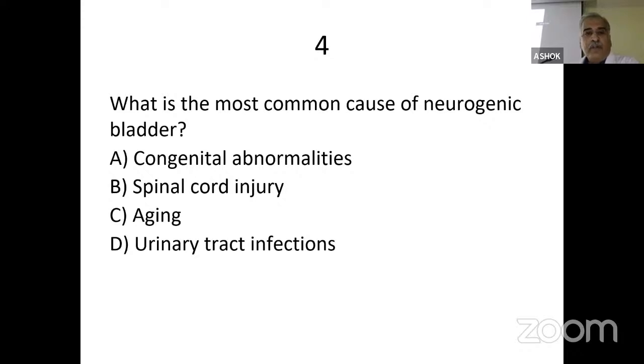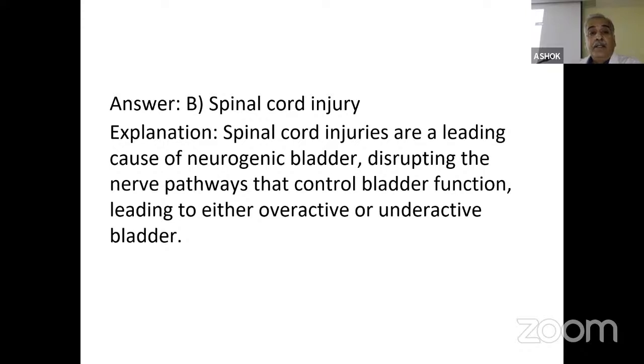What is the most common cause of neurogenic bladder? Congenital abnormalities, spinal cord injury, aging, urinary tract infection. So spinal cord injury. There could be congenital abnormalities also. Which congenital abnormality? Meningomyelocele. Right, spina bifida, which could be cystica, occulta, maybe associated with meningomyelocele. Yes, spinal dysraphism. And among the acquired causes, the most important is spinal cord injury.